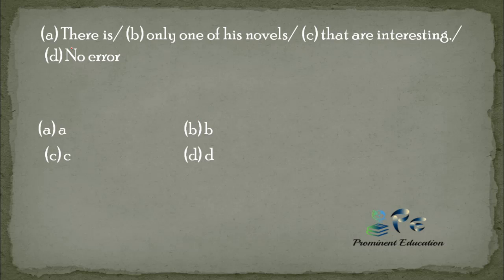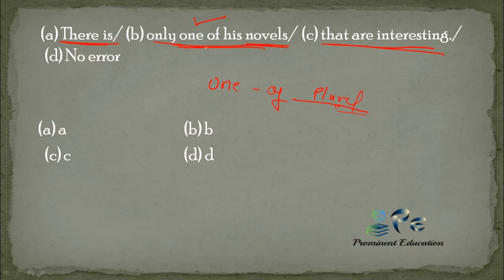Now let's move on to our next question. There is only one of his novels that are interesting. Now, one of is always followed by a plural noun. So when you look at part B, novels here is plural, so this part is absolutely correct.